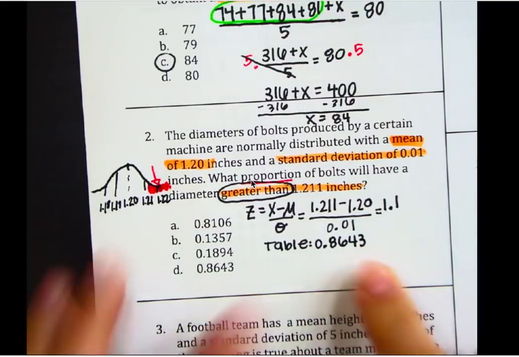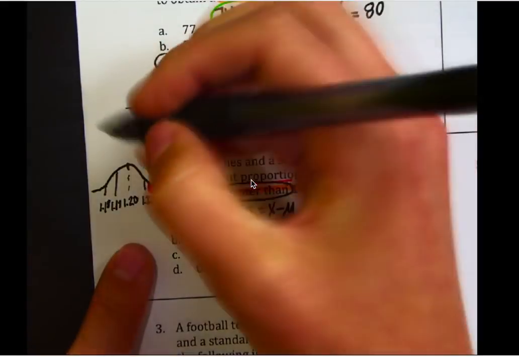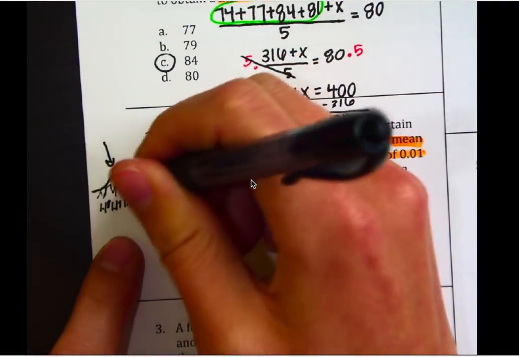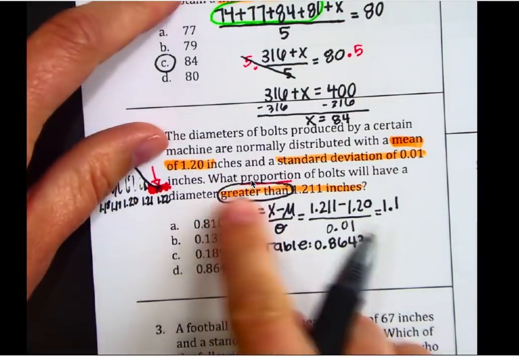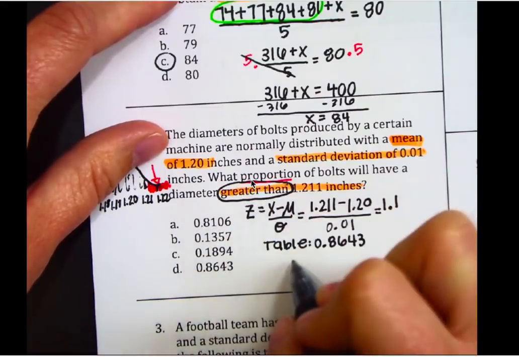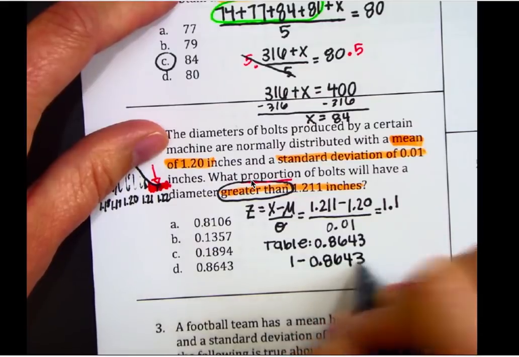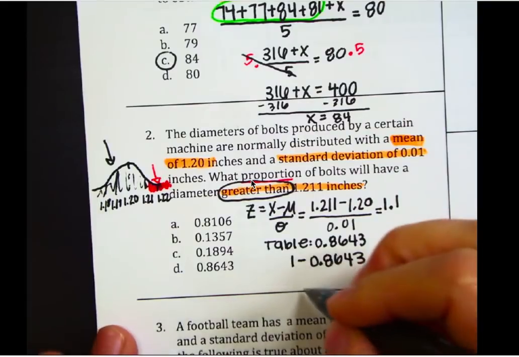Okay, but the table tells us the area less than. So the table just told us everything less than the value, everything over here. So we have to do the complement to find greater than. Every time it asks for greater than, you take that table value and you subtract it from 1. So it's 1 minus 0.8643, and we get our answer of 0.1357.